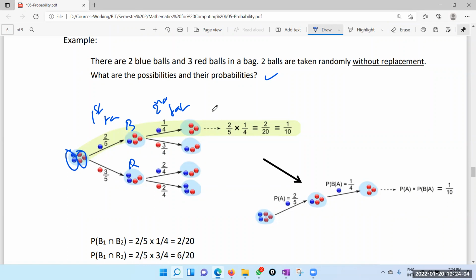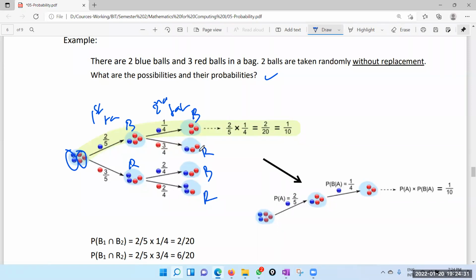Again, it can be red or it can be blue. So this is getting blue, this is getting red. This is getting blue, this is getting red. Now earlier, if the first one is blue, now we have only 1 blue ball and 3 red balls. Altogether we have only 4 balls now. So what is the probability of getting a blue again?